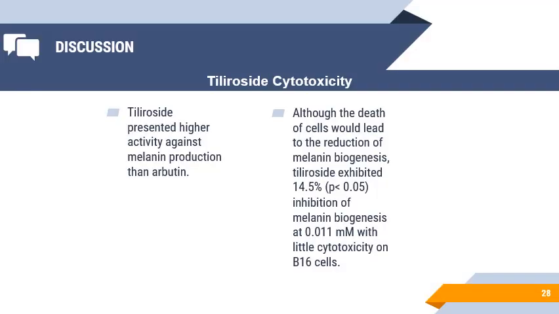And from the Tiliroside cytotoxic assay, it can be found that Tiliroside presented higher activity against melanin production than arbutin. Although the death of cells would lead to the reduction of melanin biogenesis, Tiliroside exhibits 14.5% inhibition of melanin biogenesis at 0.011 millimolar with little cytotoxicity on B16 cells.